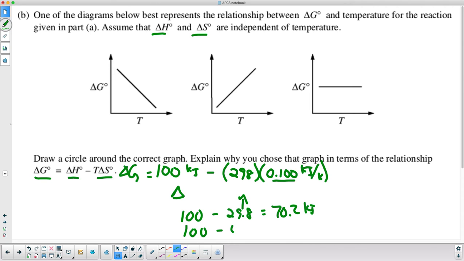Okay, 400 means 40. So if this is 400, that's an H. I don't know what I'm doing here. Okay, let me try this one more time. So that's 29.8 equals 70.2. This means that I'm going to do 400 times 0.1 because the delta S doesn't change.